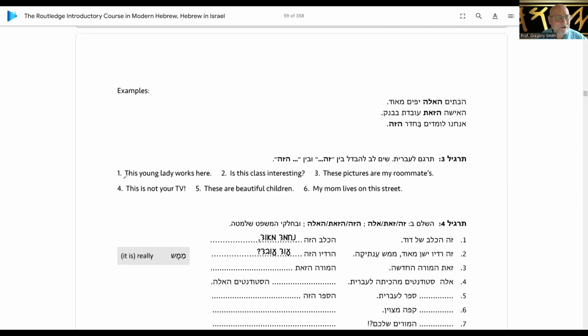Okay, so we got this young lady works here. Basically they want us to put this into Hebrew. And I think the word for young lady is, it's probably going to use hazeh na'ara. Hazeh na'ara ovedet sham.